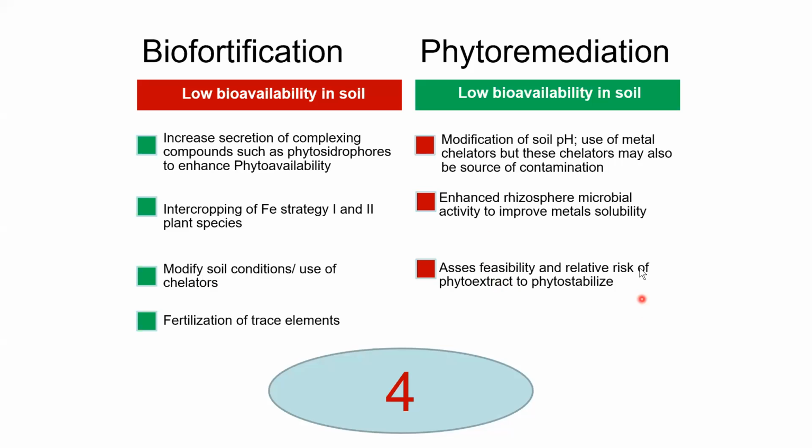Assess feasibility and relative risk of phytoextraction versus phytostabilization. Because if we have a very high concentration of contaminant in the soil, it's not wise to extract it, rather wise to phytostabilize it. The first thing is that we will have very few species which can grow at that concentration, and the second, if we get it into the shoot, then we have to dispose of it somewhere, so that will again be an issue. So the best way is that if we can phytostabilize them at the same place, then that can be helpful.